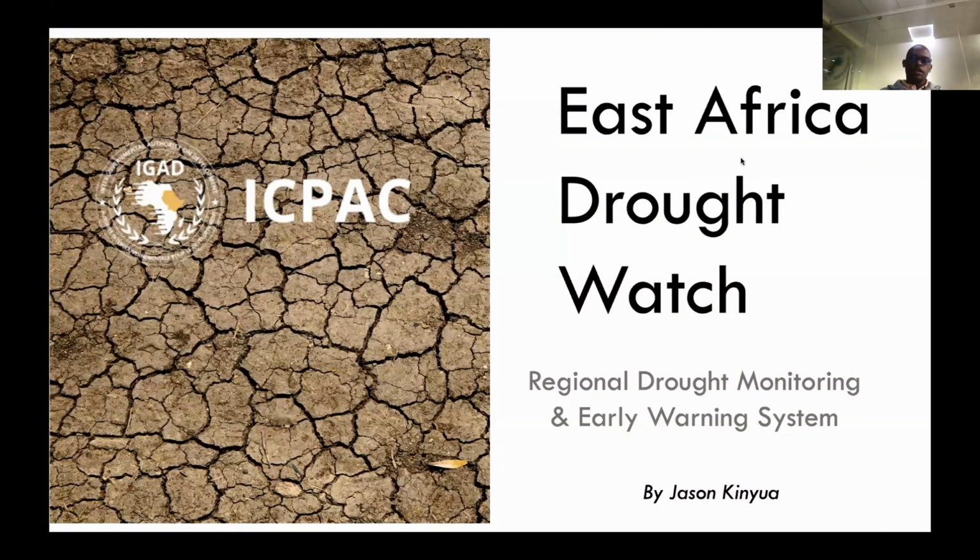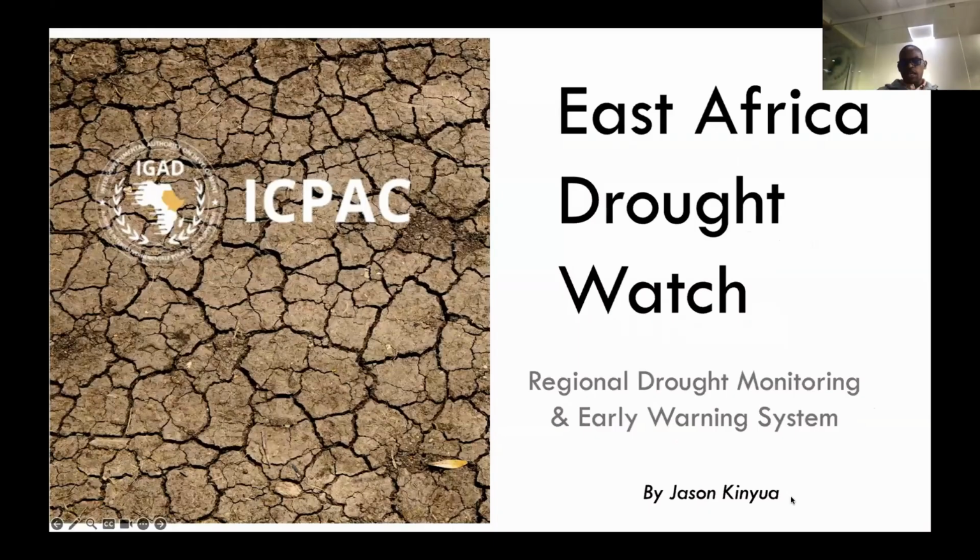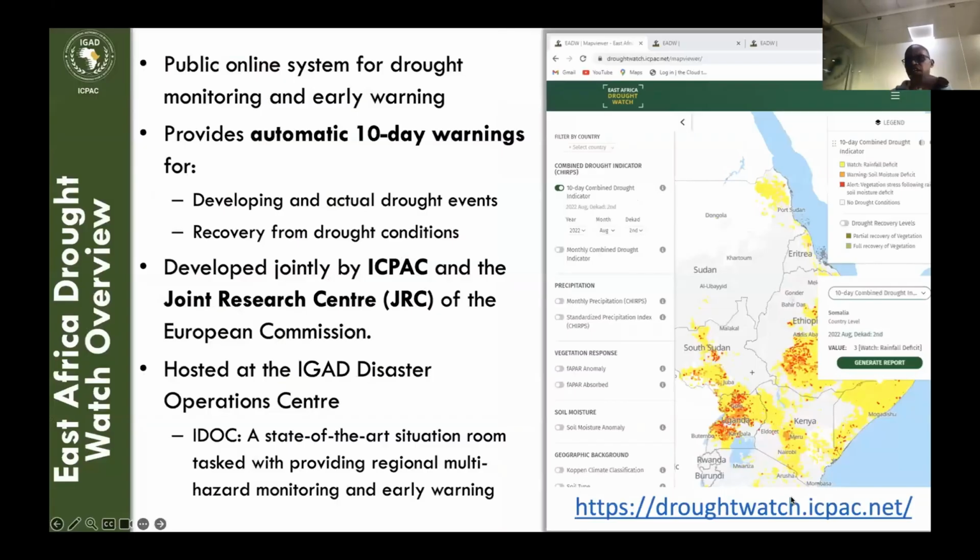So I work for ICPAC as a developer. When I joined, I was tasked with improving this East Africa Drought Watch. This system was developed for the East Africa region. A brief introduction of what the system is: this is a public system. It is online, and you don't need anything to access it. The link is down here, drought.watch.icpac.net.